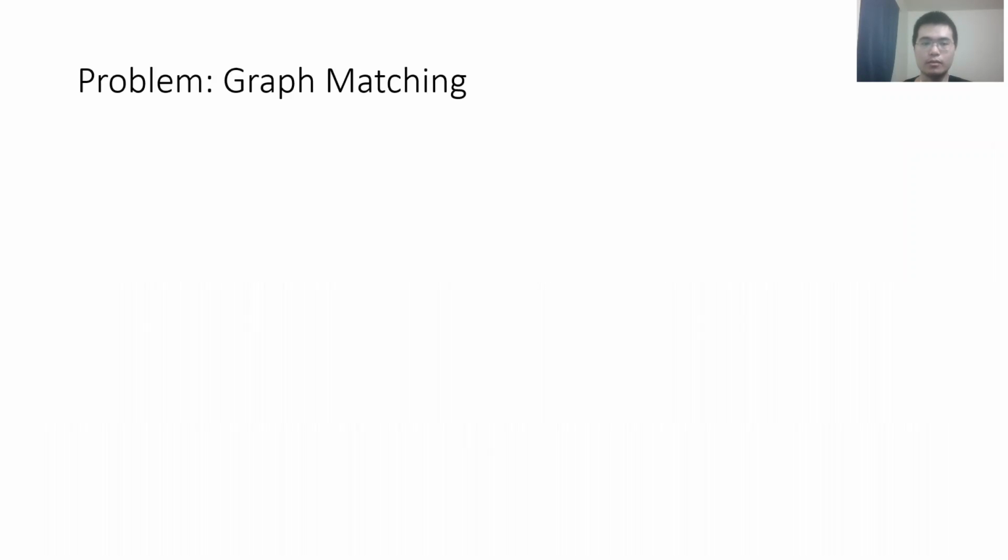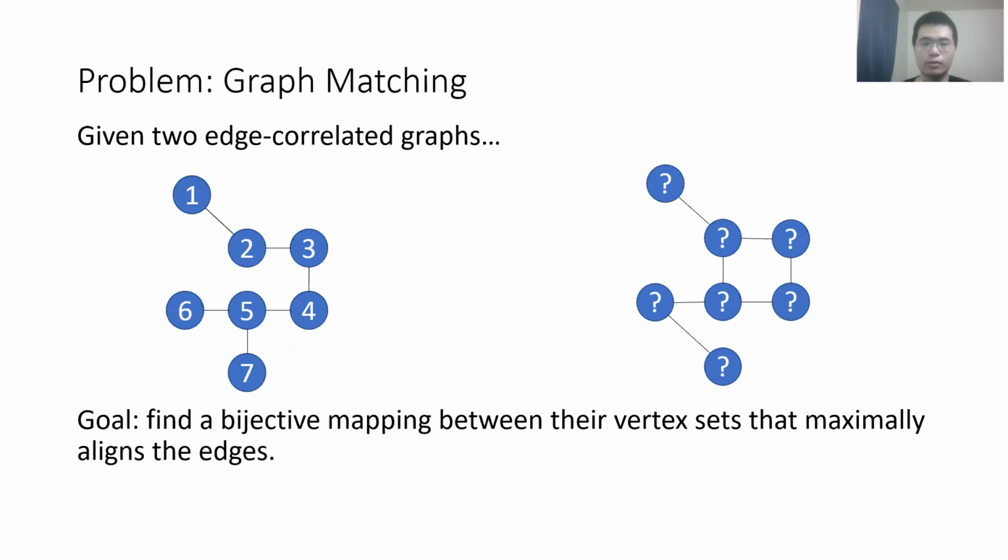First, let me describe what the graph matching problem is. Given two edge-correlated graphs, graph matching aims to find a bijective mapping between their vertex sets so that their edge sets are maximally aligned. Here is an example of two edge-correlated graphs. One graph has known vertex identities, the other has unknown vertex identities. We aim to de-anonymize the vertex identities in the second graph by graph matching.